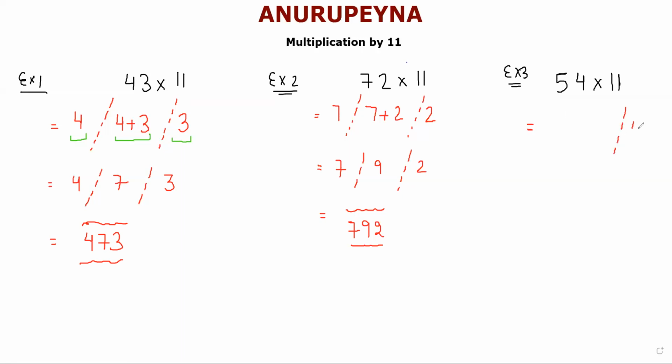So what will you do? You will say that there will be a 4, and then there will be 5 plus 4, and then there will be only 5. Means there is 5, there is 9, there is 4. So our answer is 594. I hope these 3 examples are clear to everybody. Okay, let's move on to some different examples.